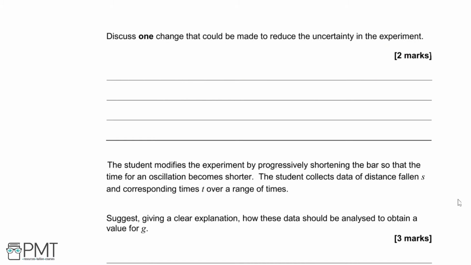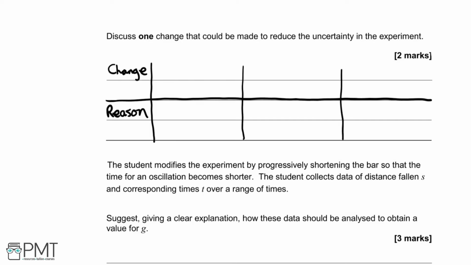Discuss one change that could be made to reduce the uncertainty in the experiment. Now, there are a range of things that you could write for this question. I'm going to give some examples, and then we'll go through and discuss them. Now remember, you don't need to write this much for the 2-mark question. You're going to get 1 mark for a given change, a sensible change, and a reason.